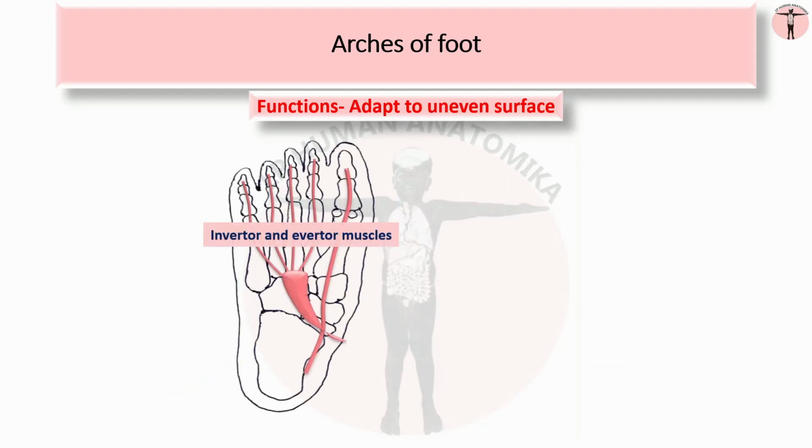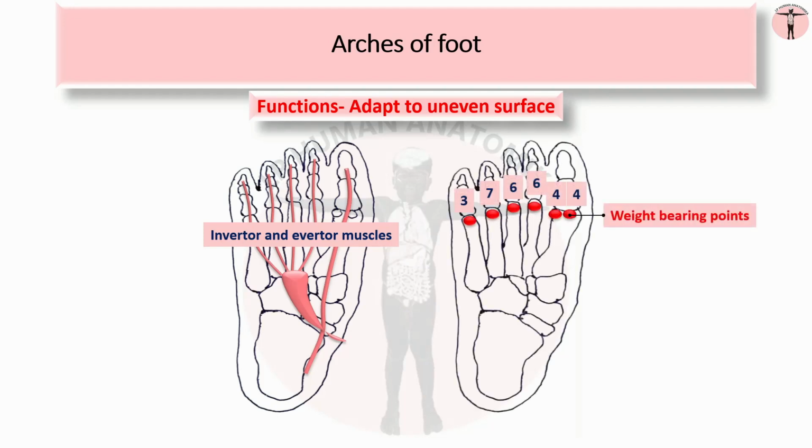The inverter and everter muscles of the foot can produce a shift of weight distribution among the heads of the metatarsals in order to adapt the foot while moving on an uneven surface. The amount of weight distributed between the metatarsal heads can change on uneven surfaces for better movement.